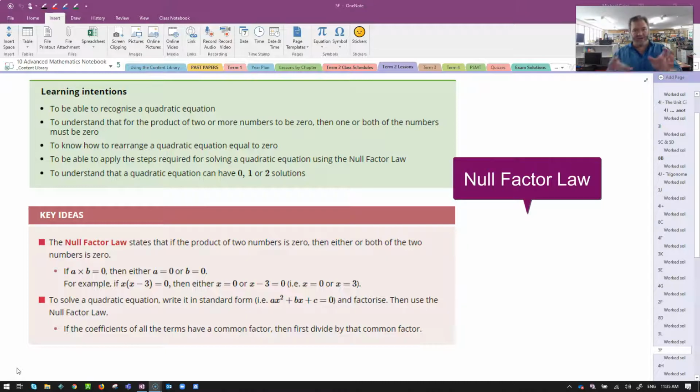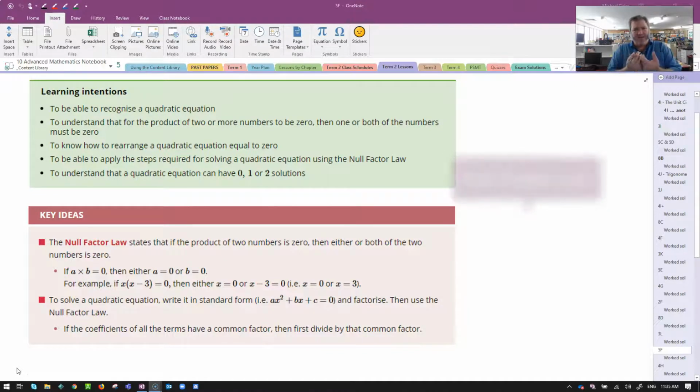So the Null Factor Law: if two or more things are being multiplied together and the answer is 0, then at least one of those things must be equal to 0. The only way I can have two things being multiplied together and the total being 0 is if one of those things is 0. So that's what the Null Factor Law is going to talk about.